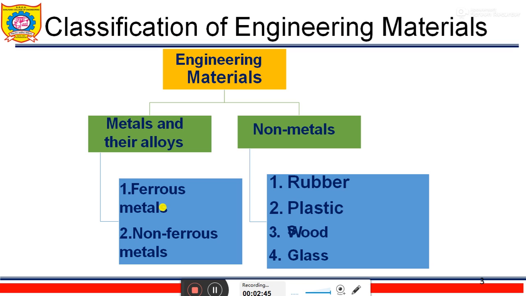So what is the classification of engineering material? Engineering materials are broadly classified as metals and their alloys, and non-metals. Metals include ferrous metals, in which the base metal is iron, and non-ferrous metals, in which the base metal is not iron. Non-metals are rubber, plastic, wood, and glass. These are a few examples of non-metals. So the broad classification of engineering materials includes metals and non-metals.